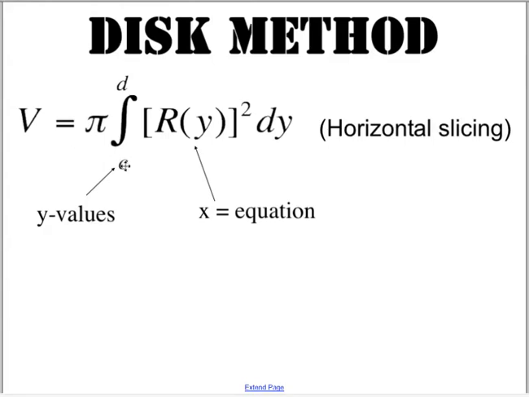A couple things that are different are now our limits of integration are going to be represented by y values. And then instead of r of x, we have r of y. And so this is going to be an x equals equation because this is always going to give us the distance from the y-axis. So this is pi r squared and then times the width of the disk, which would be dy.